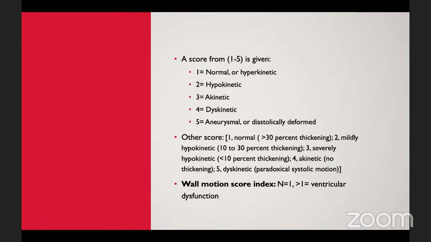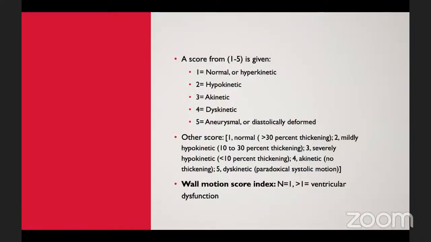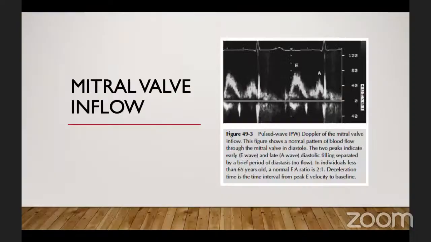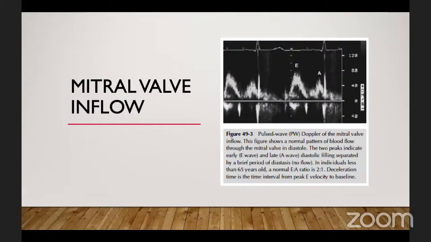The important thing to differentiate in the assessment between akinetic and dyskinetic is that dyskinetic is the abnormal outward movement during the systole and inward movement during the diastole. So it's a paradoxical movement of the ventricle. This is what's called dyskinesia. And the akinetic is the completely non-moving segment of the heart. So this is about the systolic function of the heart.